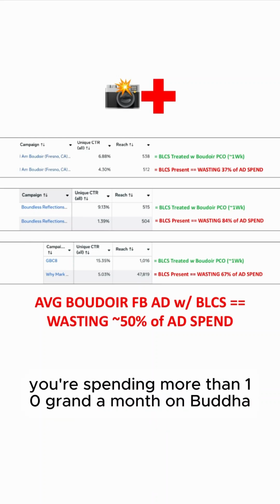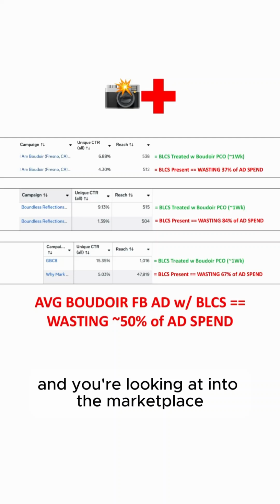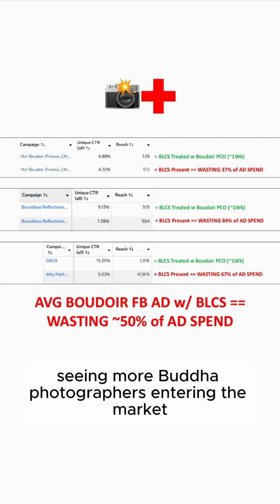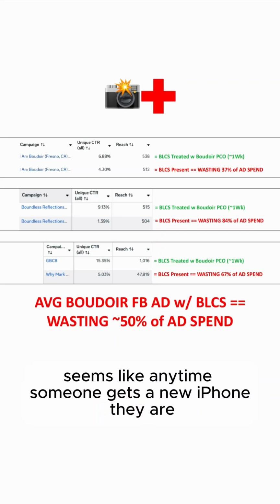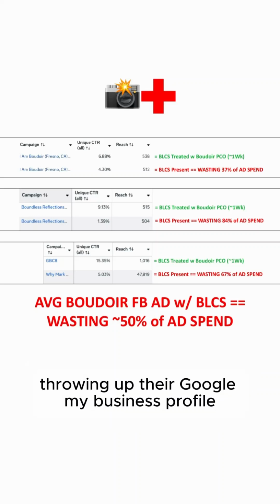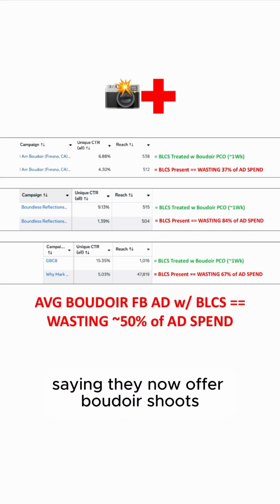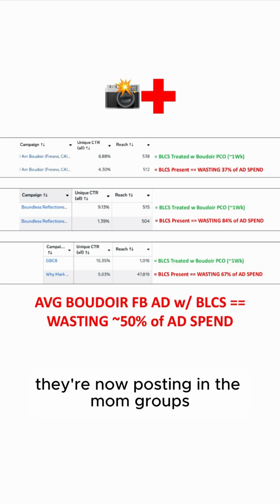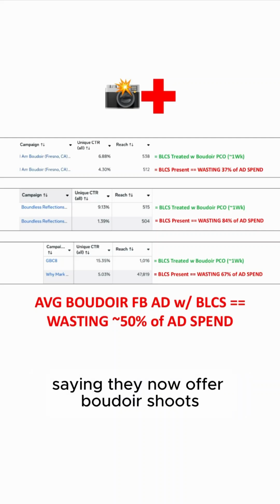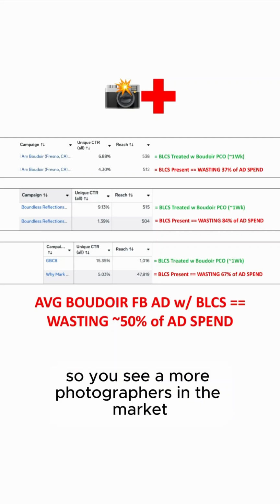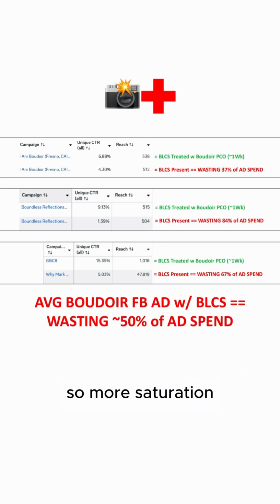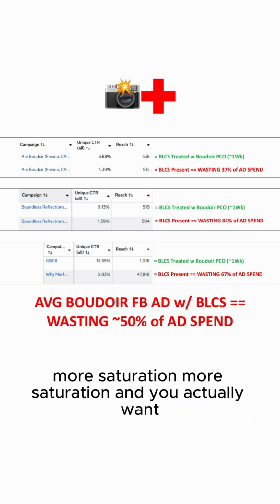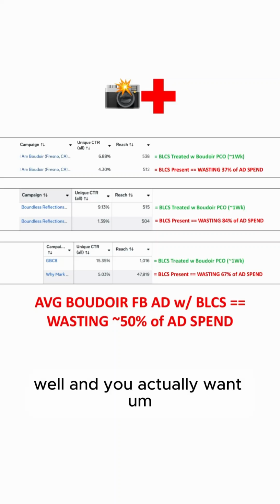So if you're a BLCA with BLCS, a Boudoir low-click advertiser with Boudoir low-click syndrome, and you're spending more than 10 grand a month on Boudoir Facebook ads, and you're looking into the marketplace, seeing more Boudoir photographers entering the market every single day. Seems like anytime someone gets a new iPhone, they're throwing up their Google My Business profile saying they now offer boudoir shoots, or if they get a new camera, they're posting in the mom groups saying they now offer boudoir shoots. So you see more boudoir photographers in the market competing for the same number of buyers. More saturation, more saturation, more saturation.